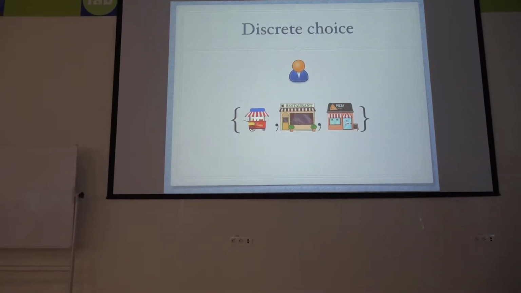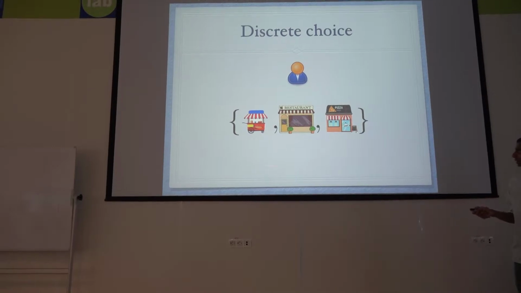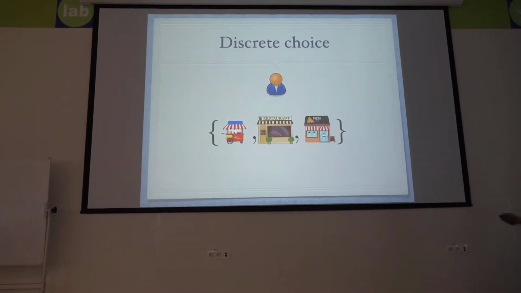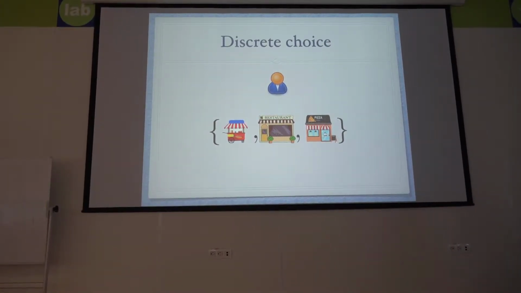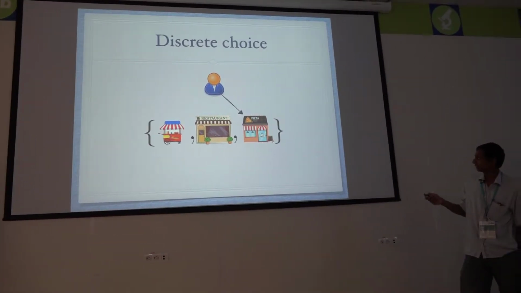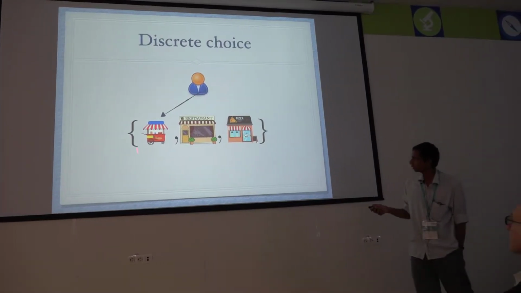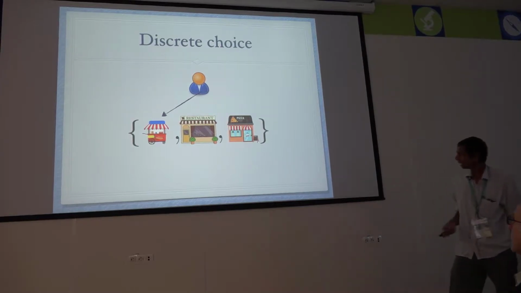So what's the problem here? Imagine a random user, and your goal is to go to a restaurant. You're presented with 3 choices, and a random user might pick to go to the pizza place. And if you pick another person, he or she might want to go to a hot dog place. And this is a very common setting.